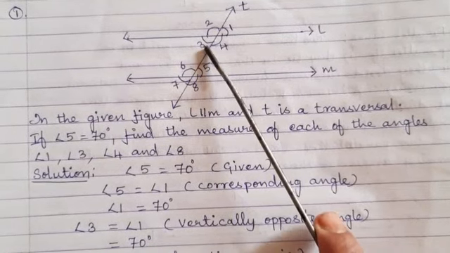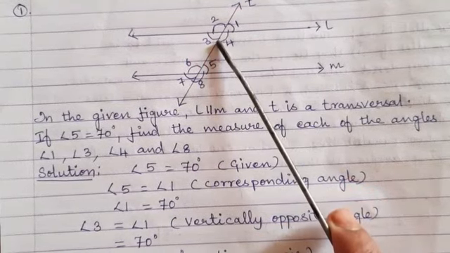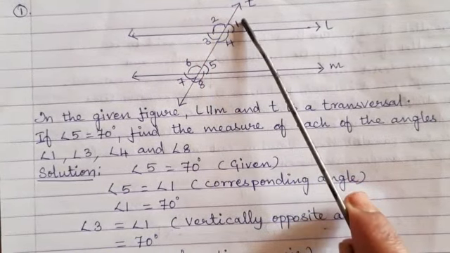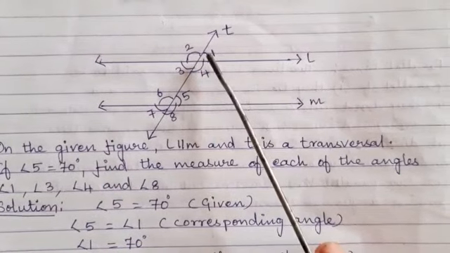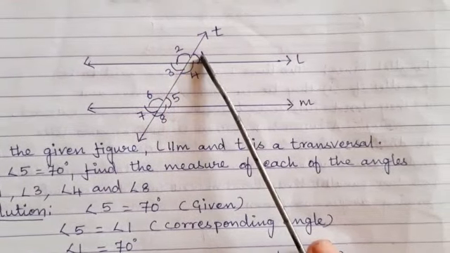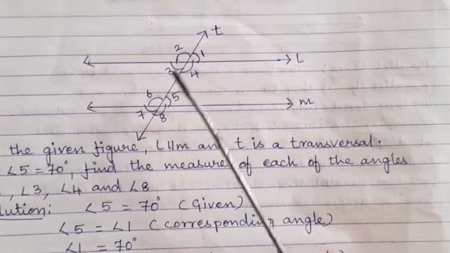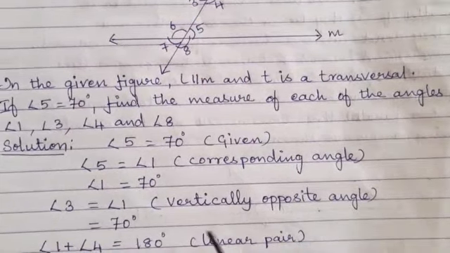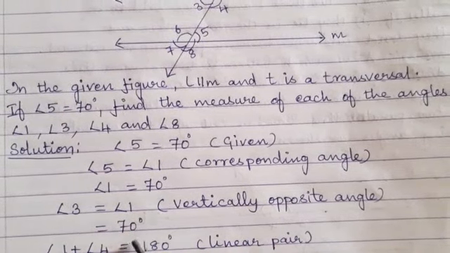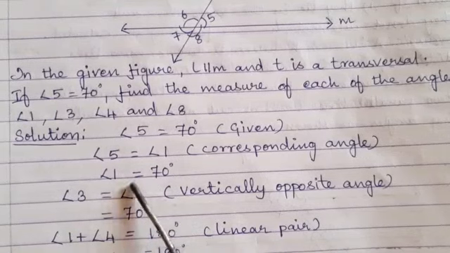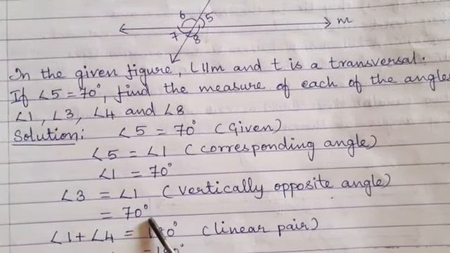Now we move on to angle 3. In the same way, angle 3 and angle 1: this is a line, and another line T cuts it, so those are vertically opposite angles. In the previous lesson you studied vertically opposite angles, so angle 1 and angle 3 are vertically opposite, and they are also equal. You will write the reason: vertically opposite angles, angle 3 equals angle 1, which equals 70 degrees, because we already proved angle 1 equals 70 degrees. So angle 3 also equals 70 degrees.